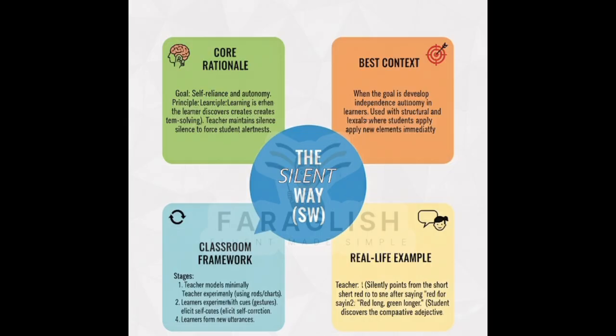Classroom example. Teacher action using Cuisenaire rods. The teacher models "red" once, then points to a red rod. The students repeat. The teacher silently picks up a longer green rod and points from the red rod to the green rod. Student interaction, eliciting comparison. Student 1: "Green." Teacher gestures to compare length. Student 2: "Red long, green longer." Student 2 successfully discovers the comparative adjective.